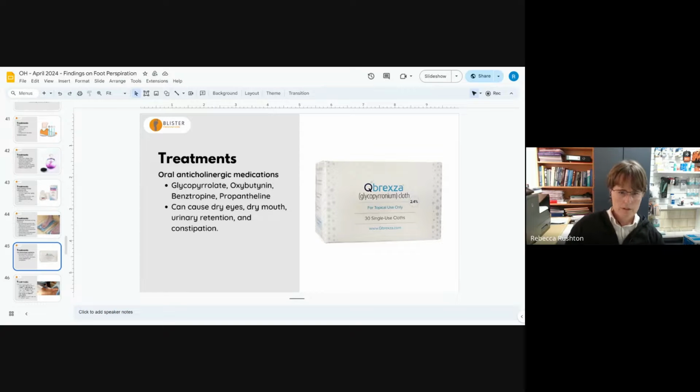Oral anticholinergic medications. The picture on the right isn't an oral, but it uses the same ingredient as one of the orals, glycopyrrolate. This is a damp cloth that is usually used for the underarms. It's relatively new. I'm not sure if you can get it in Australia, but it's definitely in the US. It's on prescription.